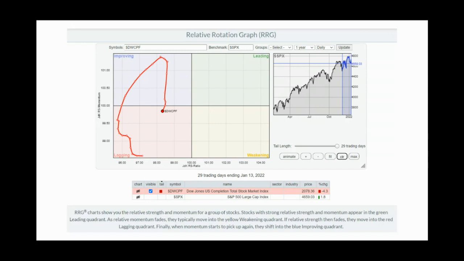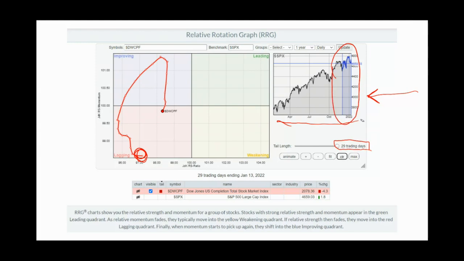So the way it is right now, this is the relative rotation graph of the S-Fund. It starts here, and this is the last 29 trading days. And this chart is the benchmark. I guess this is a year for the C-Fund because it's the benchmark. But we're only looking at the last 29 trading days, which are right there.